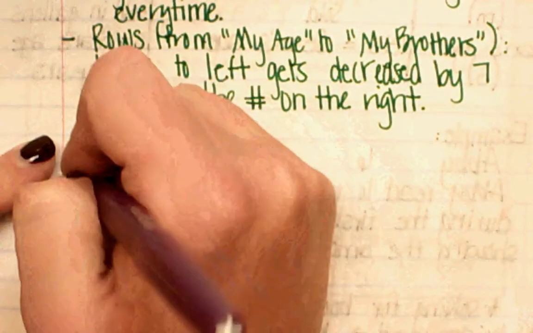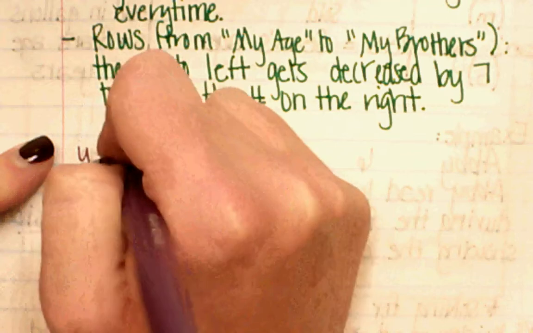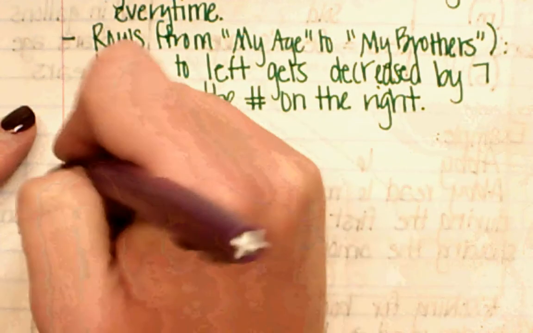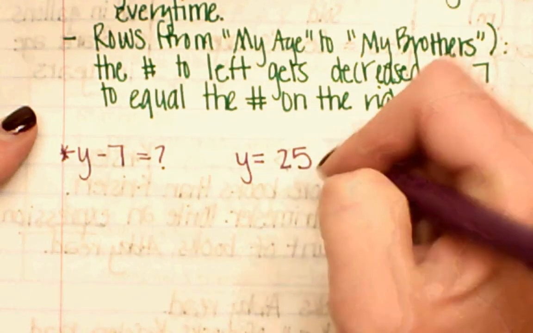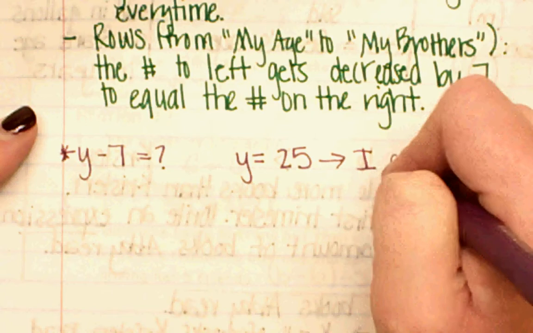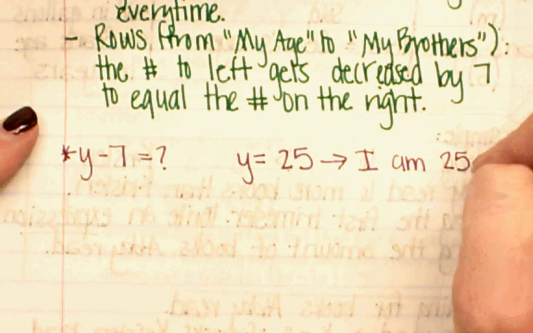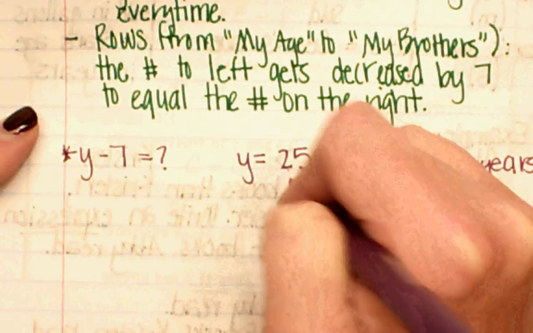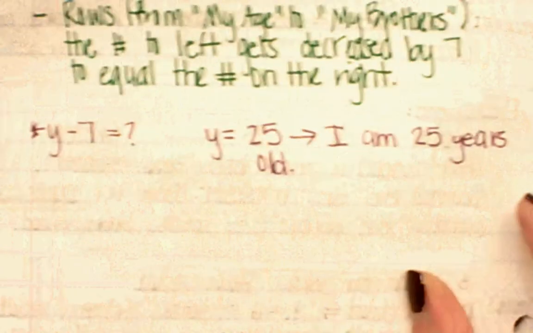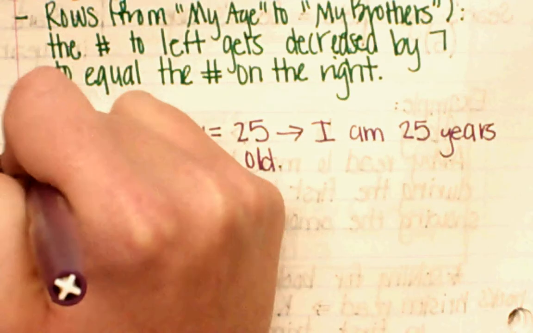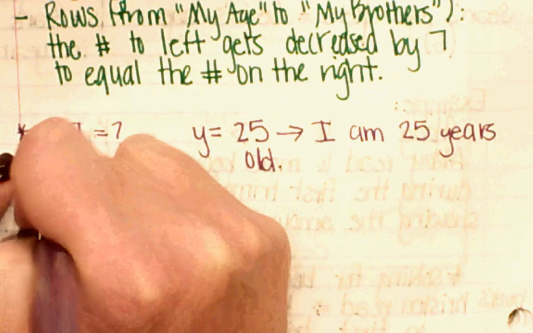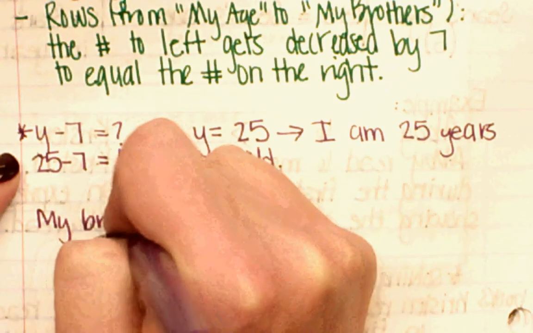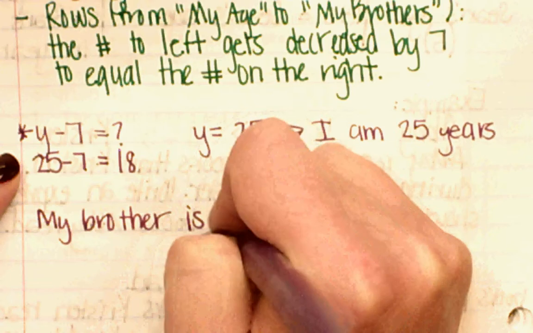Let me slide up. I'll go up here so we can see it. So let's say I'm going to solve for how old my brother is. Y equals 25. So really this means I am 25 years old. So you're going to plug in 25 for Y. 25 minus 7 equals 18. So that means my brother is 18 years old.